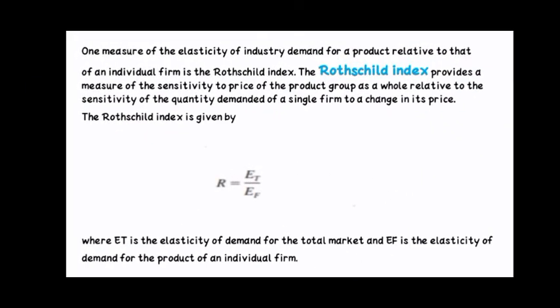One measure of the elasticity of an industry's demand for a product relative to that of an individual firm is the Rothschild index. The Rothschild index provides a measure of sensitivity to price of the product group as a whole relative to the sensitivity of quantity demanded of a single firm to a change in its price. The Rothschild index is given by R = E_T / E_F, where E_T is the elasticity of demand for the total market and E_F is the elasticity of demand for the product of an individual firm.